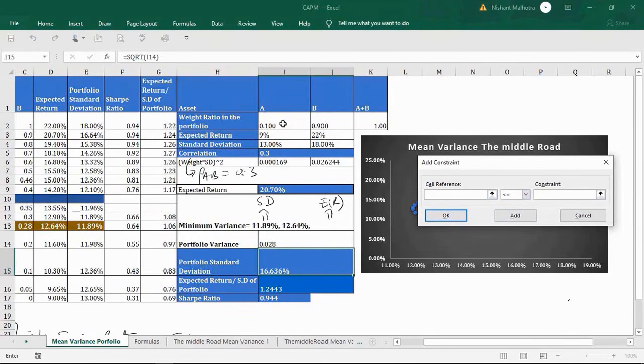Now the total weightage has to be 1, because otherwise, if I take the maximum, the weightage could go to 2. So I have to define this constraint also. This weightage of A and B has to be equal to 1.